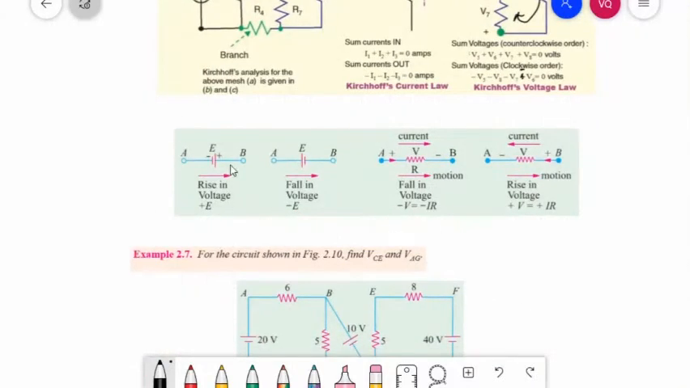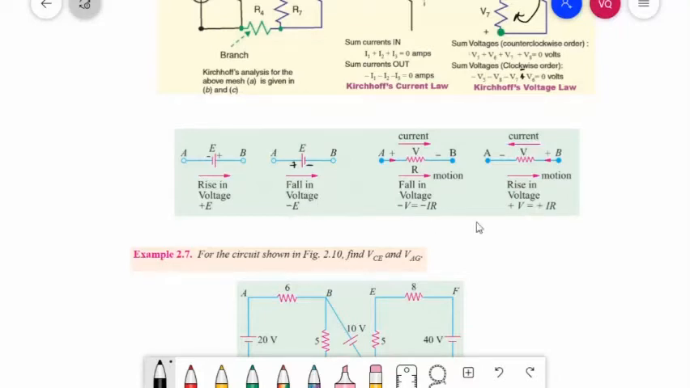Okay. So this will be the reference for the sign of your EMFs. These are the voltage sources. From point A to point B, if the direction of current is entering into the negative sign of the source voltage, you will have a positive voltage. But if the motion is entering into the positive sign of a battery, you will have a negative voltage. So there will be a fall in voltage.